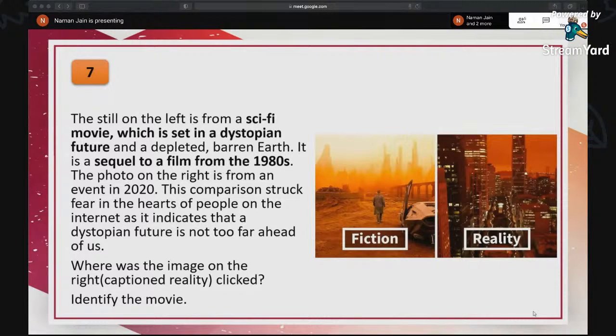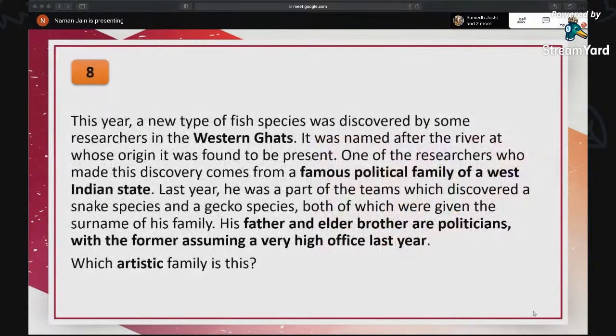So we'll move ahead. Question number 8. This year, a new type of fish species was discovered by some researchers in the Western Ghats. It was named after the river at whose origin it was found to be present. So the first bold part is Western Ghats.